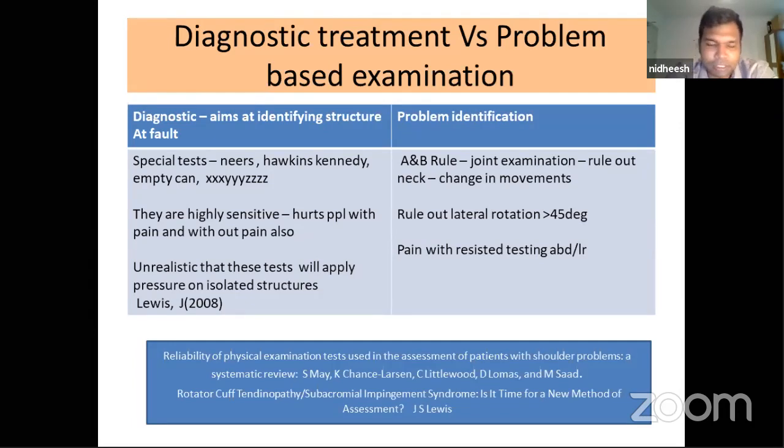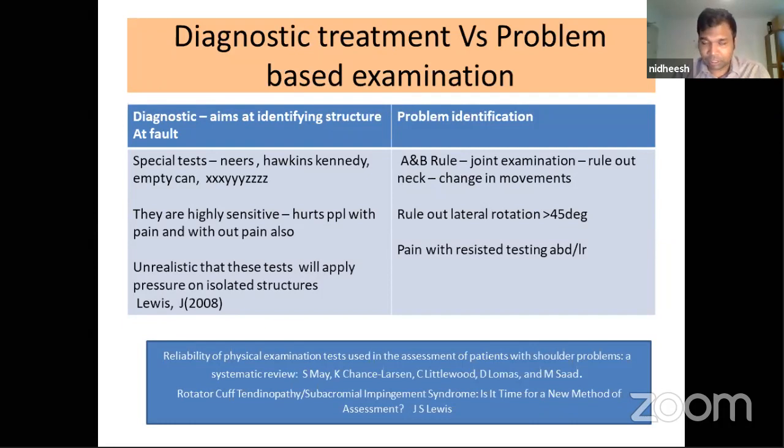The problem is, for most of the special tests to be positive, the patient has to complain of pain. This is how we learned in our graduation. We say, okay, the test is positive because I put the patient in a certain position and tried this movement and that movement, and then the patient complained of pain. So we're taking pain as the criterion for the test to be positive.